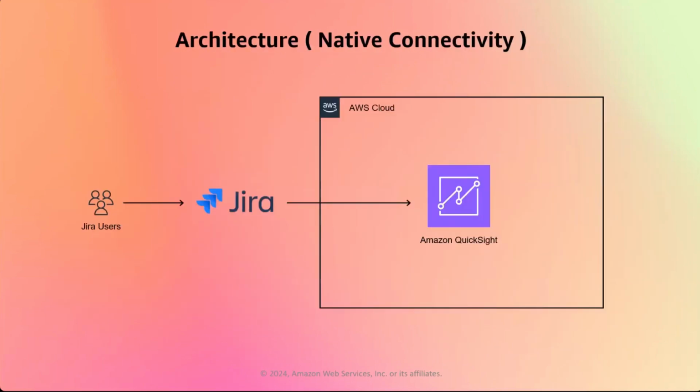So to connect to Jira, we have two basic architectures that we use. QuickSight can connect natively to Jira. Okay. That has certain aspects to it. Once you have the native connector connecting to Jira from QuickSight, you get the projects and issues tables from Jira into your QuickSight account.